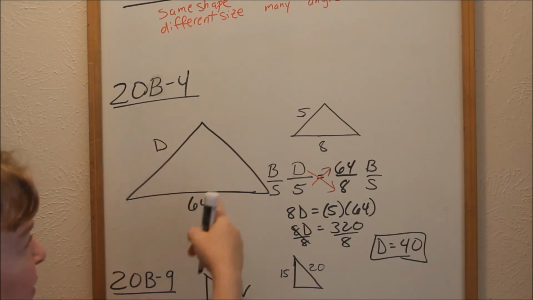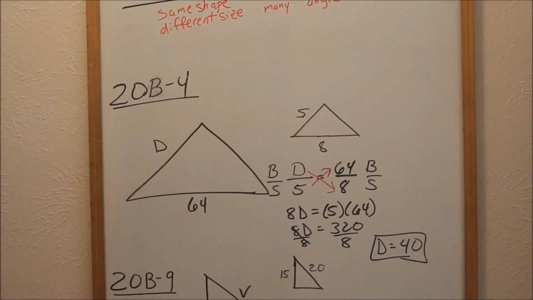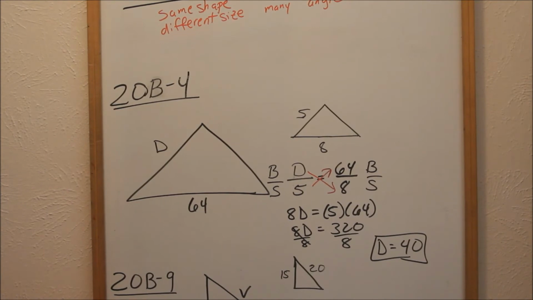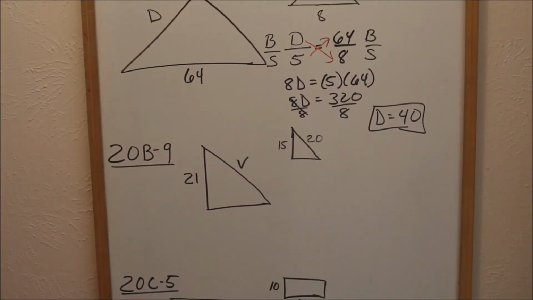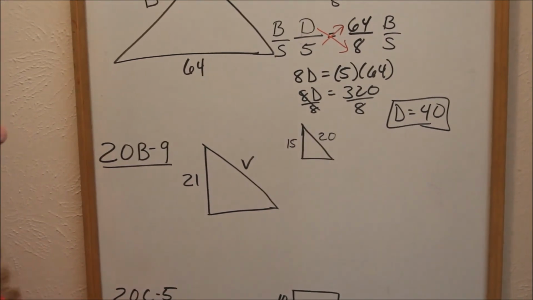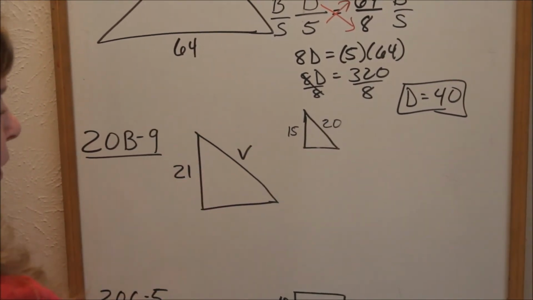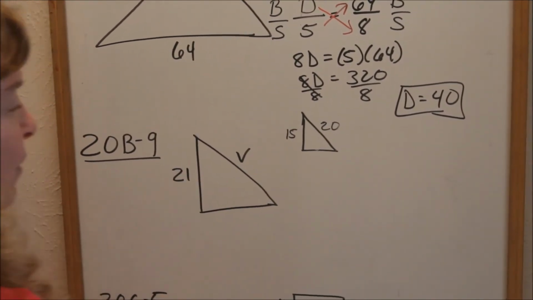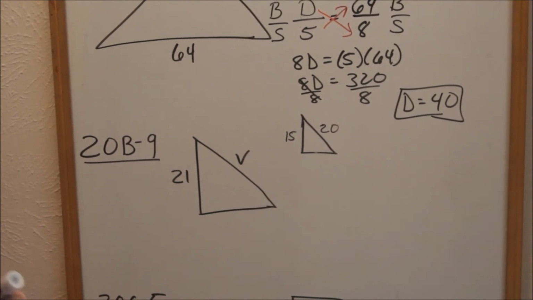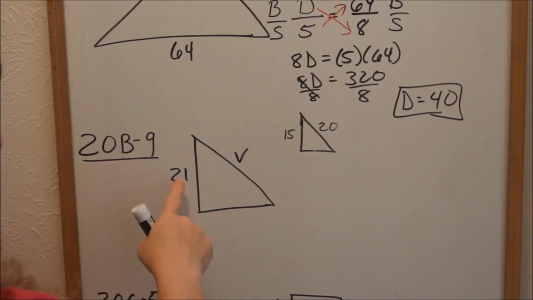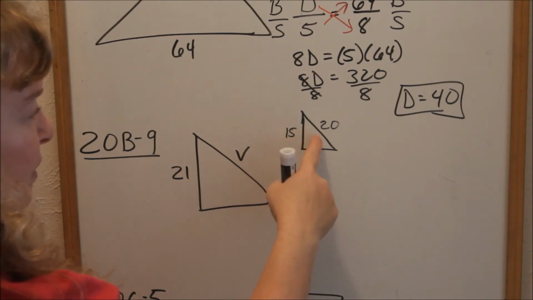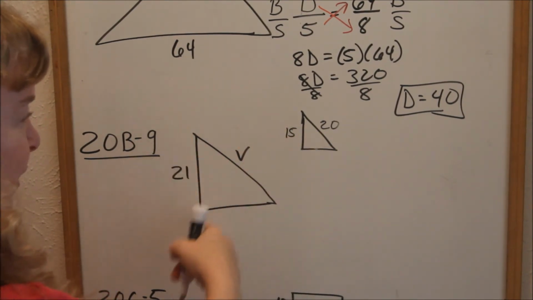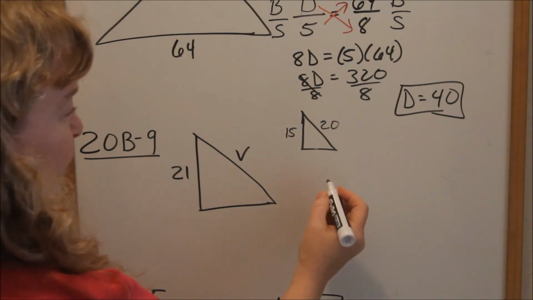This triangle is 8 times larger than this one. It won't always be that way. If you look at 20b, number 9, your numbers won't always be a nice, neat whole number. So you have these two triangles and they are similar. They're the same shape, but they're not the same size. So you set up a fraction. So this side corresponds to this side. If I was to take this triangle and lay it over here, these two sides would correspond to each other.